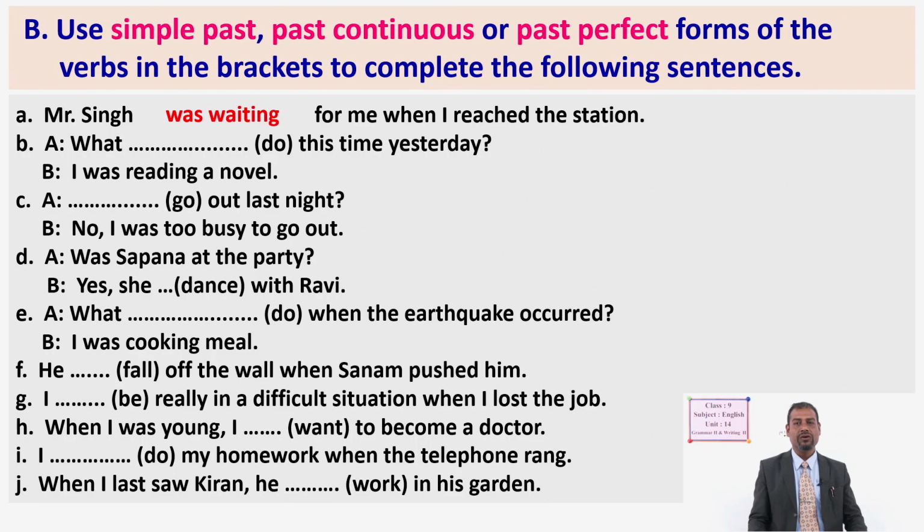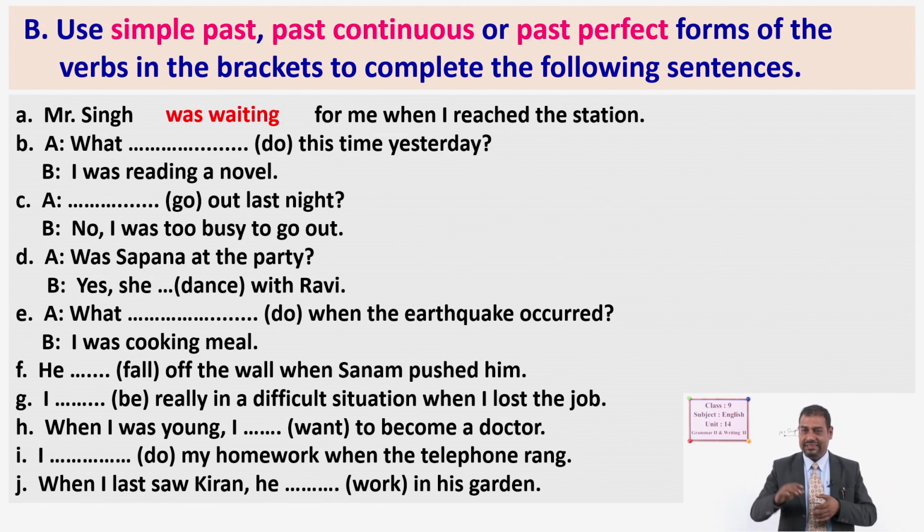Good. If so, let's go to the next one, B. A says what? Blank, and in the brackets we have the verb "do," this time yesterday. Now you have to be careful regarding "this time." Not only yesterday, but this time. And here the answer is "I was reading a novel." So can you tell me in which tense the answer is given here? I was reading a novel.